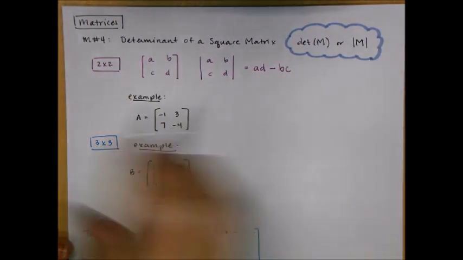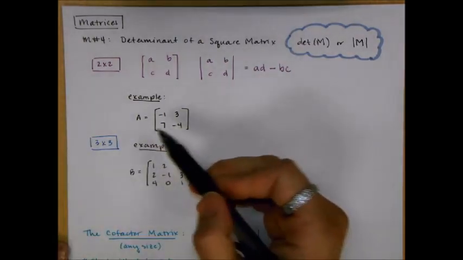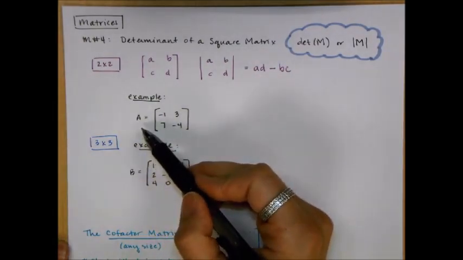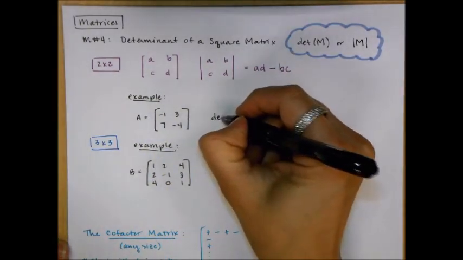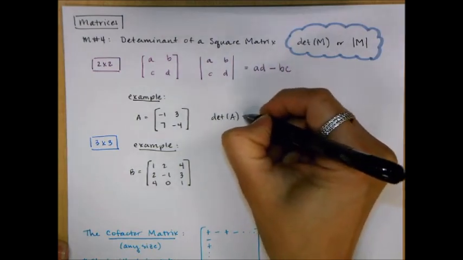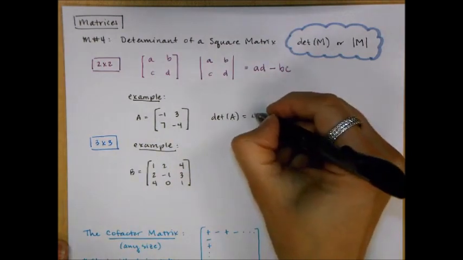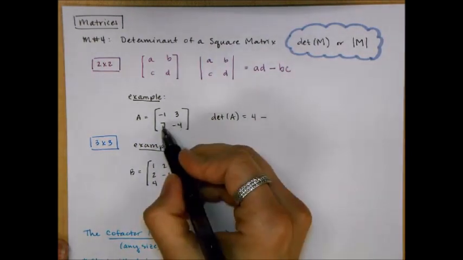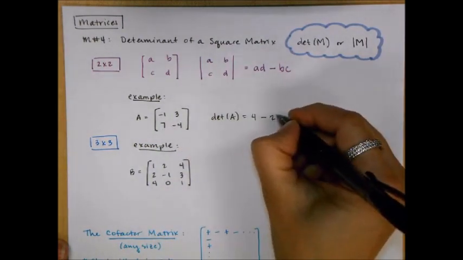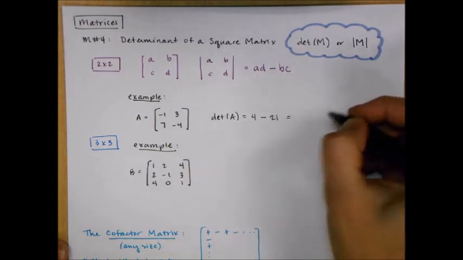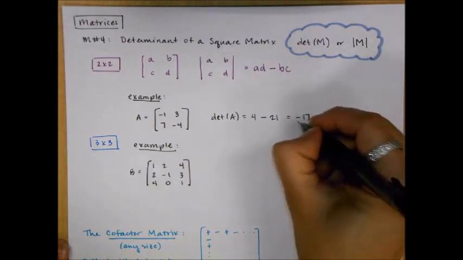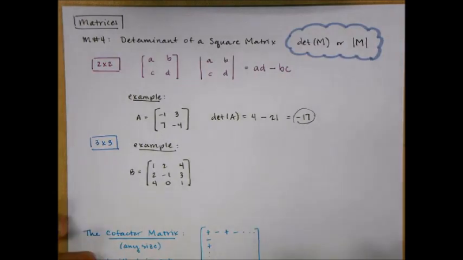So I have an example for us here. For a 2x2 matrix A, the determinant of matrix A, we're going to multiply -1 with -4, and then subtract and multiply 7 with 3. And so 4 minus 21 is -17. And that is the determinant of that matrix.